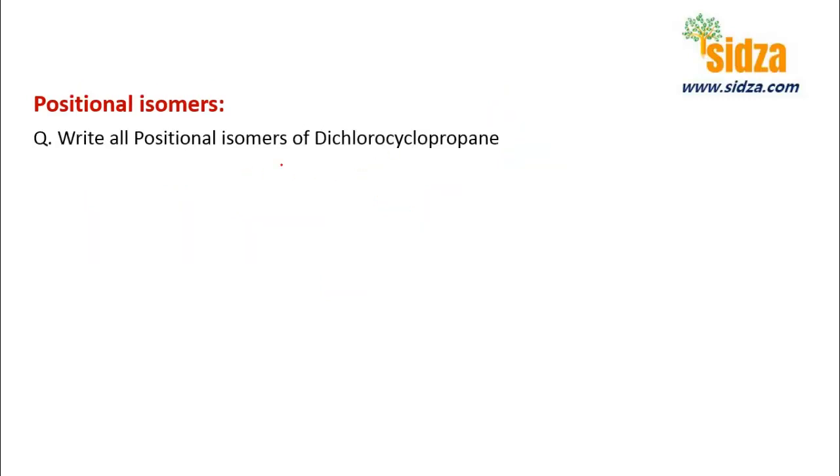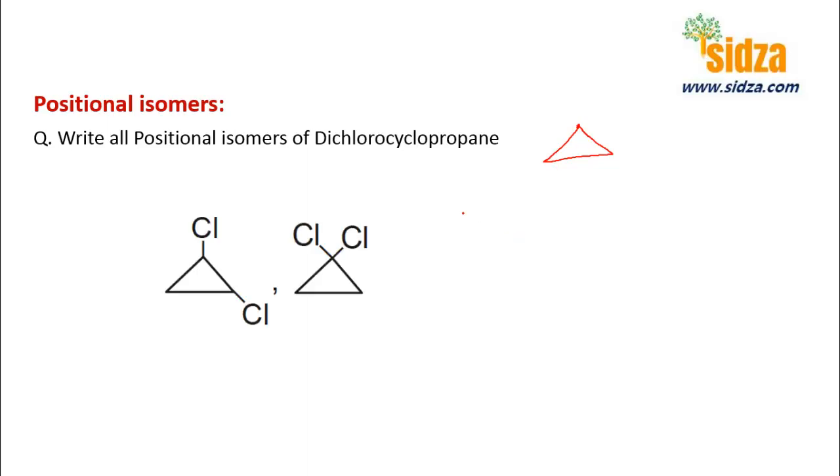Write all the positional isomers of dichlorocyclopropane. So cyclopropane is like this. This is our cyclopropane. Now either the 2 chlorine atoms will be on the same carbon or on 2 adjacent carbon atoms. So there are only 2 positional isomers for dichlorocyclopropane.